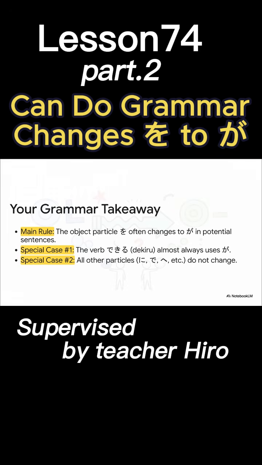So here's the bottom line, boiled down to 3 key points. 1. Your main rule is that the object particle o usually becomes ga when you're talking about ability. 2. Remember that special case for dekiru. It almost always takes ga. And 3. Don't overthink it. All the other particles just stay the same.